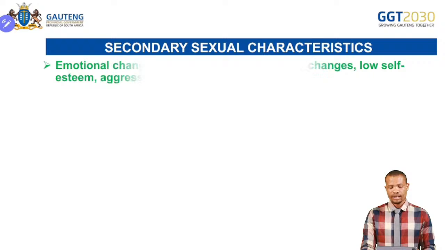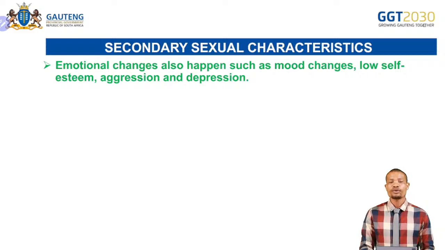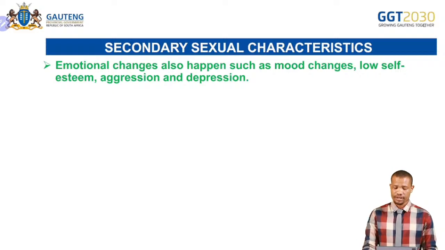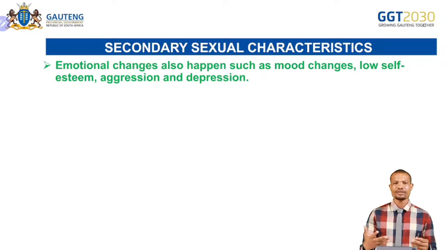So other changes that will occur as a result of these hormones in your body will be emotional changes. Emotional changes can also happen, which include mood swings or mood changes, low self-esteem, aggression, and depression. Mood swings is when you become very moody, and this is usually towards your parents, which is not a good thing. Low self-esteem, you start doubting yourself, not being confident in yourself.